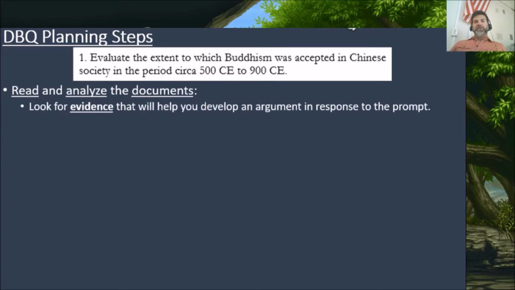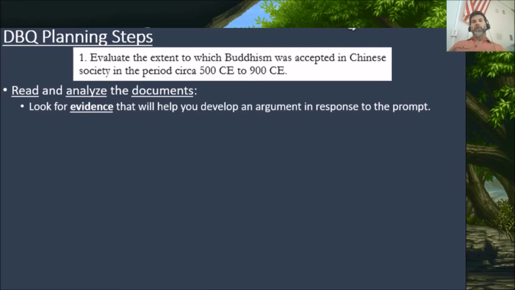So as you do this, there's a couple things to keep in mind. One, look for evidence that will help you develop an argument in response to the prompt. So it's easy to fall into the trap of just thinking pro and con.